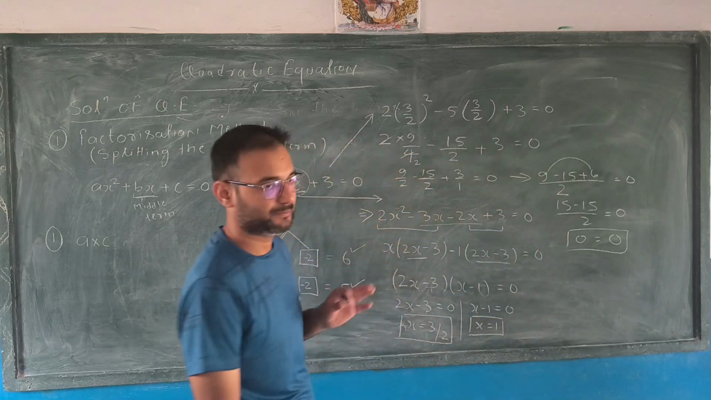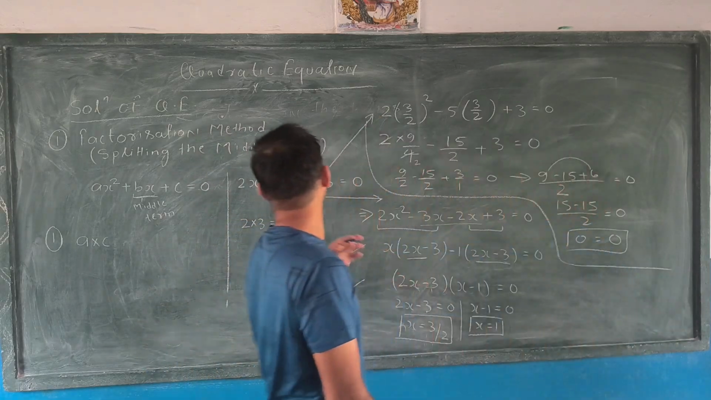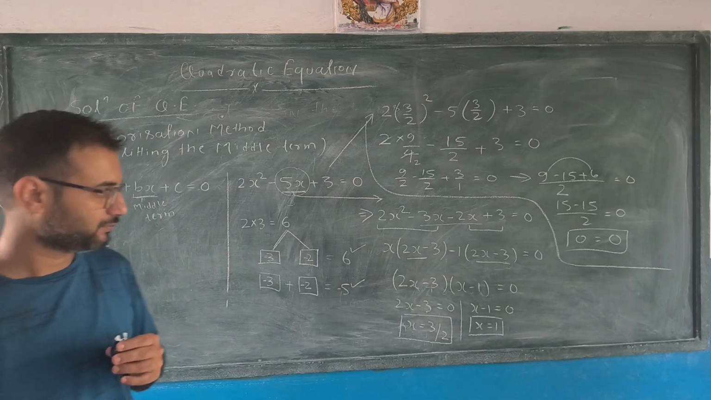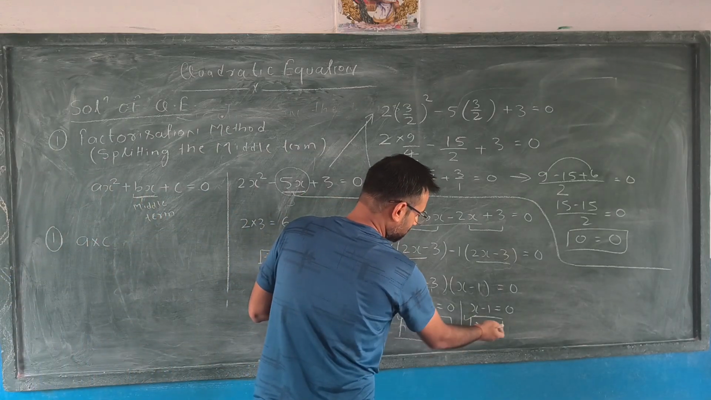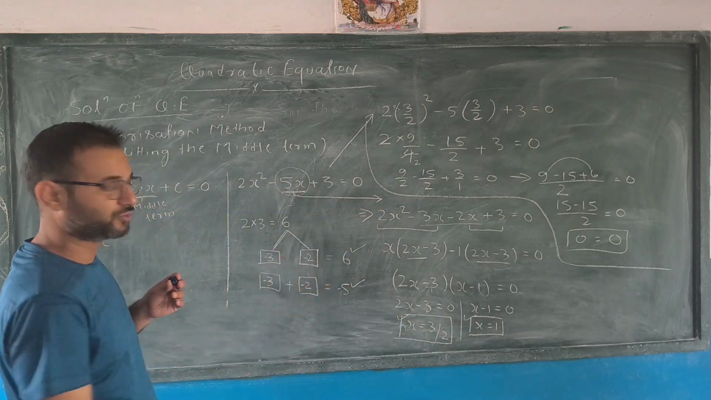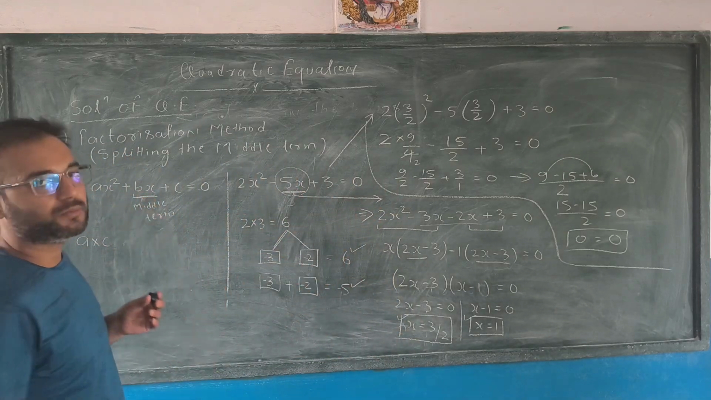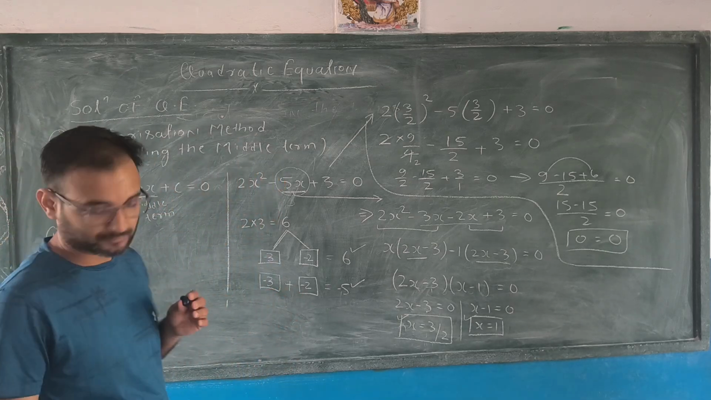So the equation is satisfied. That particular method is known as splitting the middle term. These two values, this one and x equal to 1 as before, both satisfy the equation, so these two values are the solutions of the quadratic equation. That is the first method. What about the second?